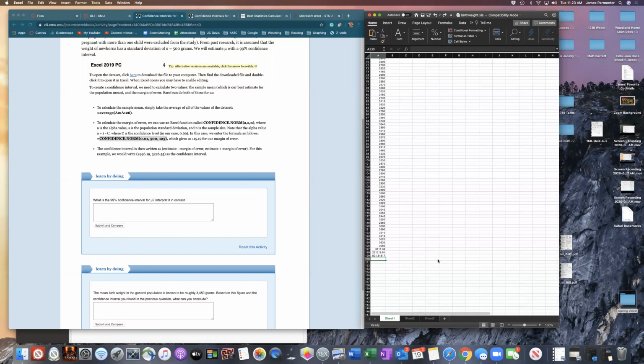Let's try that again. Let's undo that and type in equals CONFIDENCE.NORM. There it is right there, right? And then we need the alpha, which is 0.01, the standard deviation, which is 500, and the sample size. That's kind of convenient. So there it is, exactly. And then we just do our value, 3,111 minus that to 3,111 plus that.